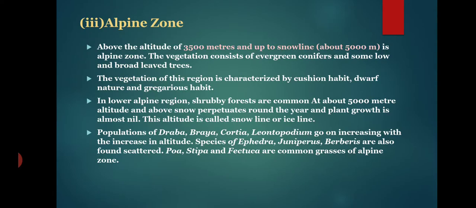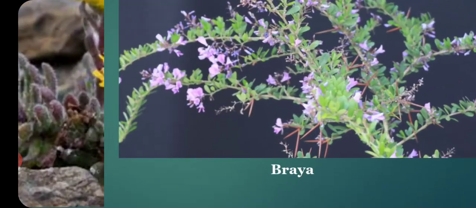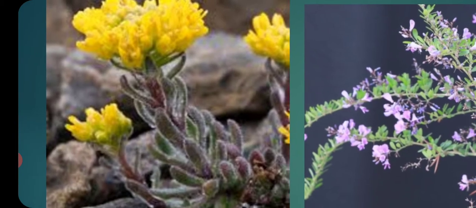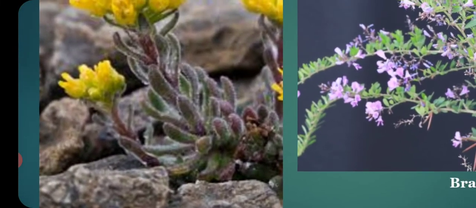Then the third zone is the alpine zone, that is the extreme colder regions, above 3500 meters up to the snow line. Okay. And in that area we can see xerophytic conditions occurring due to the snow capped conditions. There water scarcity is there. Most of the water is in the form of ice flakes. So these are the two photographic examples, that is Draba, and this one, see this leaf condition. It's like that of a cactus plant.